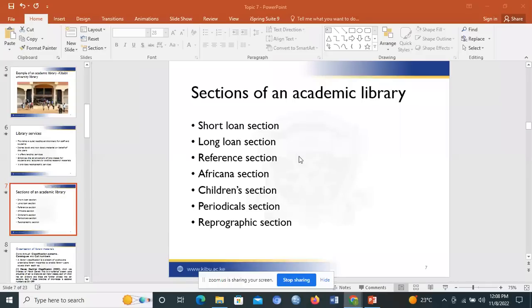Then finally, we have the reprographic section, and this section is found in the basement of the library, and it offers photographing services. You can do binding services. You can do scanning services in our reprographic section.